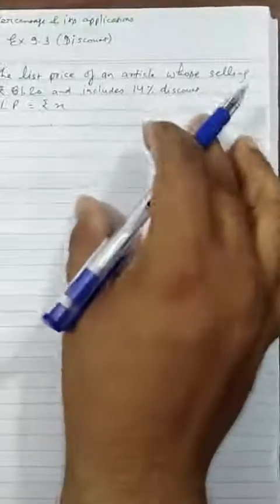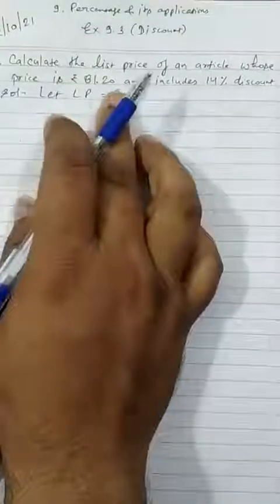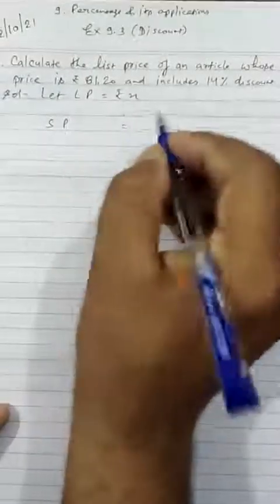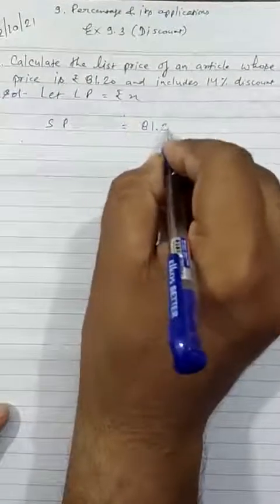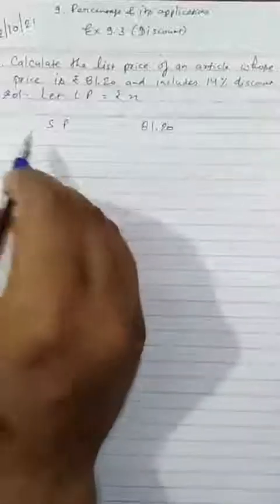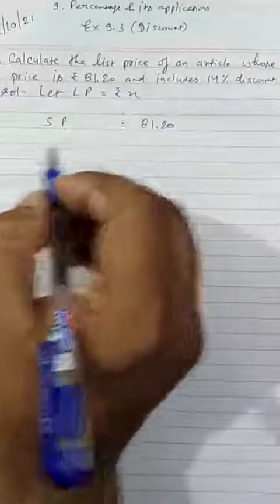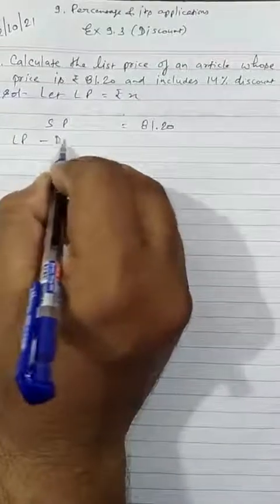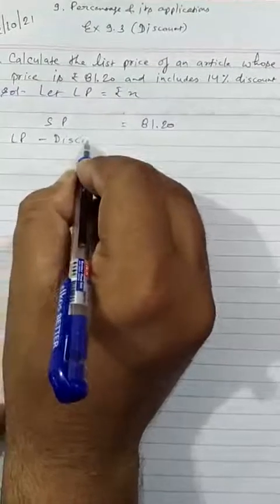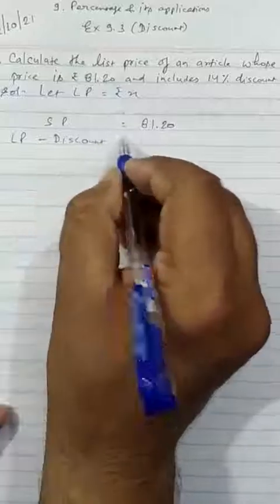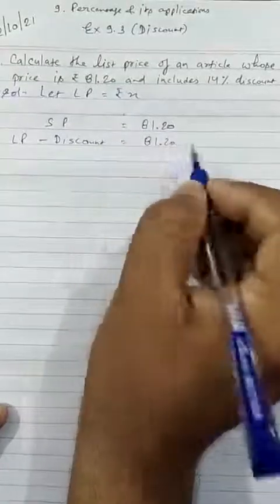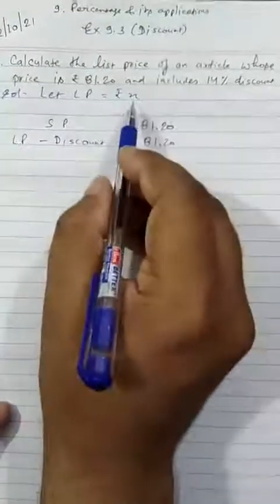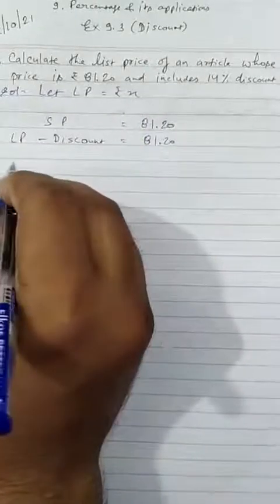Now the selling price is given here, 81.20. Selling price is 81.20. Now the formula for selling price is list price minus discount. List price is taken as X. We have assumed it as X.